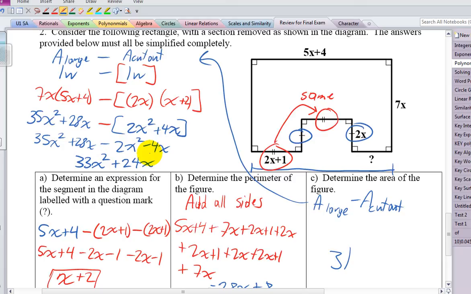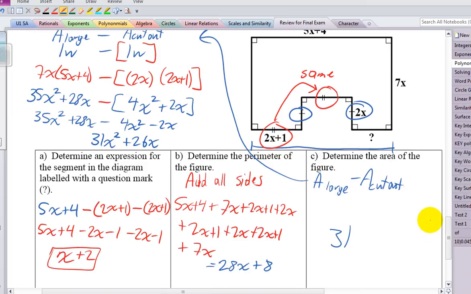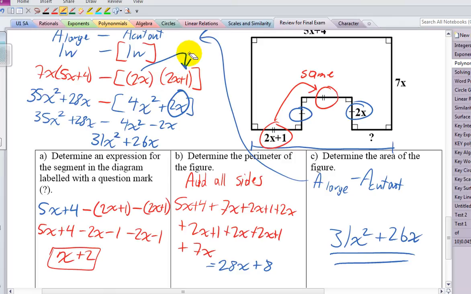Is that right? So 31x squared plus 26x. There's no plus 1 anywhere. 2x times plus 1 is 2x. Okay. Okay, that's it for notes.